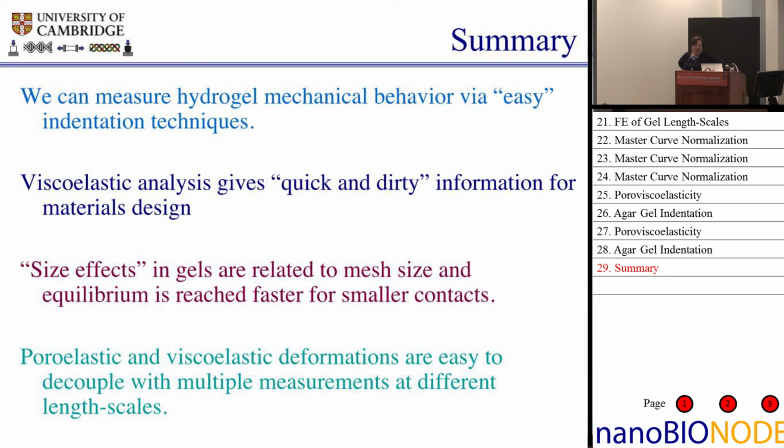So that is my fast and just about right on time tour through what we've been doing with hydrogels, measuring mechanical behavior via these relatively easy techniques. We do use the viscoelastic fits to give us quick and dirty information. So if we're playing with materials design, composite gels, that's really easy and doesn't require a lot of effort on our part. The size effects we've talked about, and then of course the fact that it's actually not that difficult to decouple the poroelastic and viscoelastic deformation.